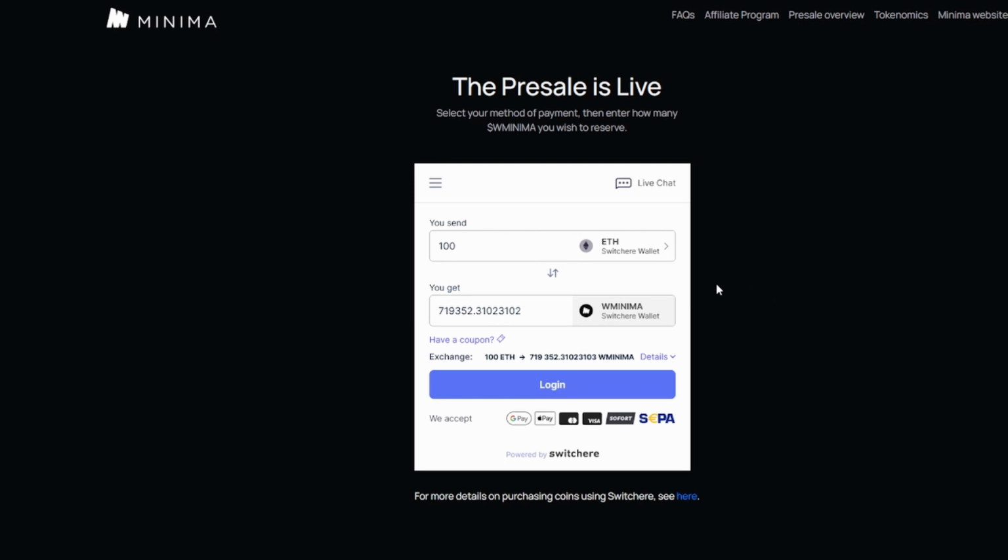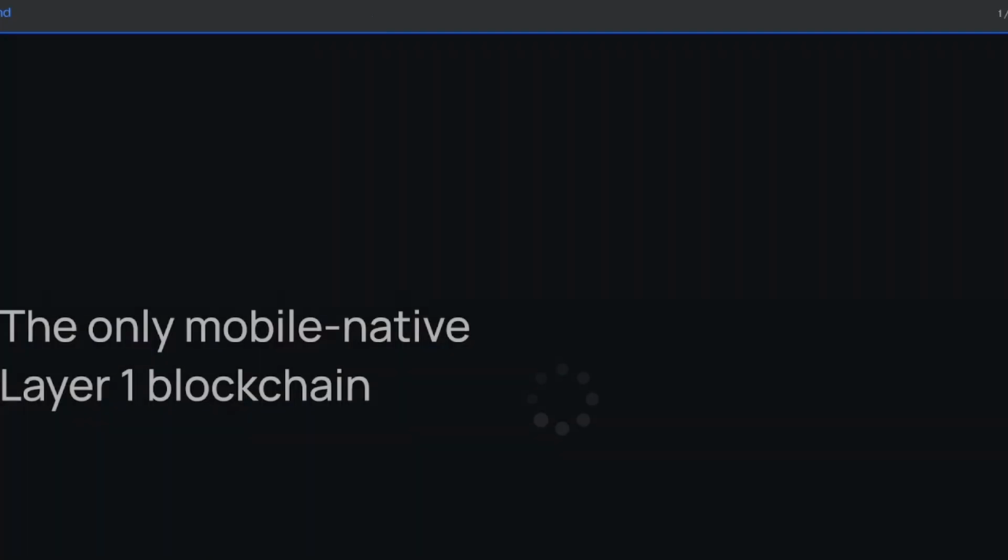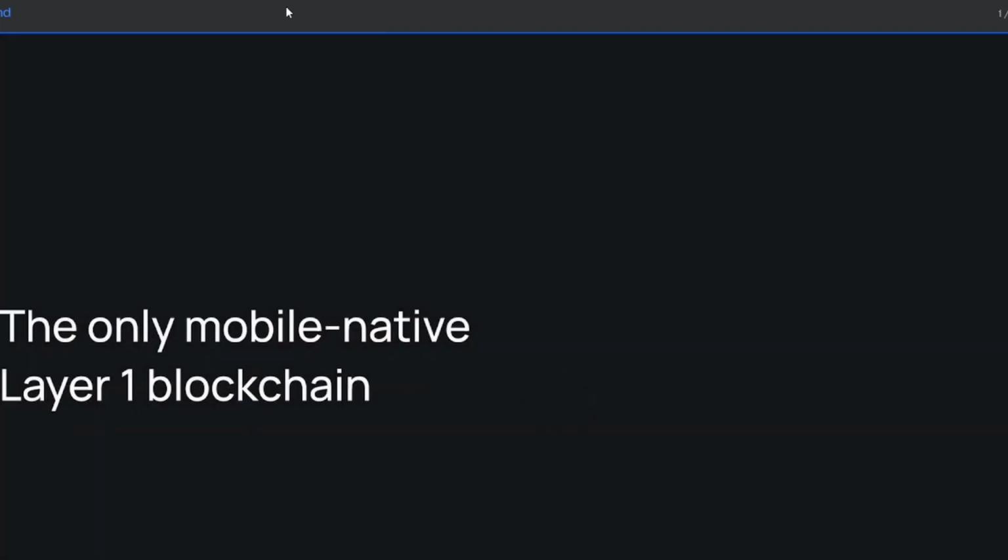the wrapped Minima. I also want to take a look at the presale overview, because this will give us more details on what we can hope to see with the project.